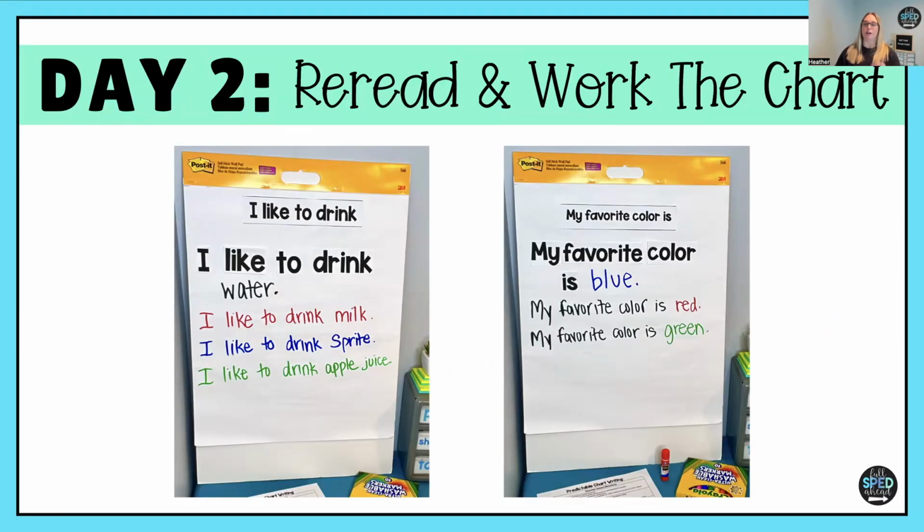We're going to reread the chart and work that chart. So we are going to take some time before class to make sure each student has their own sentence on a sentence strip. So if they need it to say, my favorite color is blue, you write it for them. Or if they are an independent writer, you can have them write it, because we want it to show meaning and be meaningful for them. So yes, day 2, we are going to reread and work it.